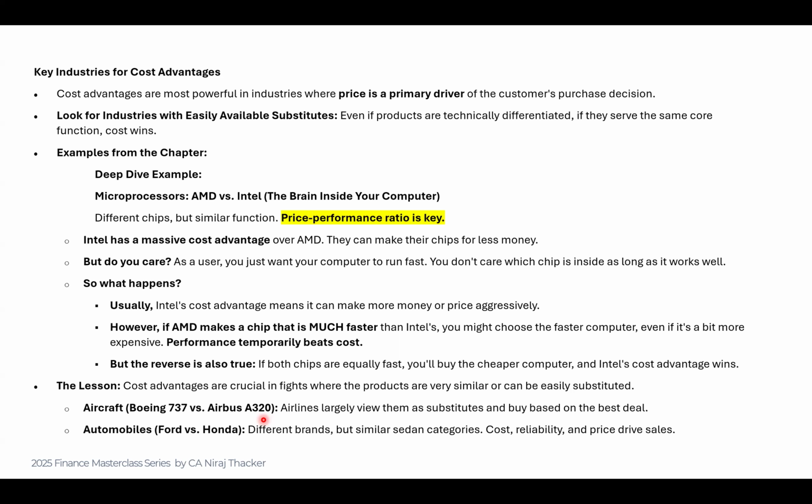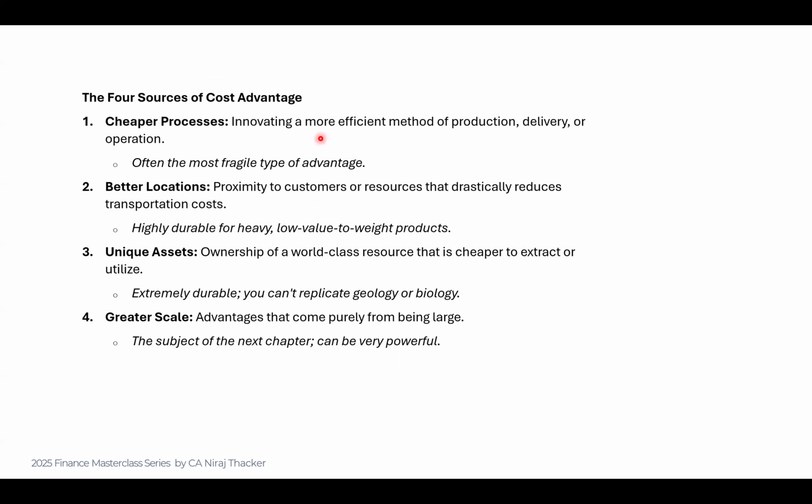Then whoever you are buying a larger number of aircraft from, and whoever is giving you lower cost, you will go with that. Correct. Same thing with Ford and Honda. If everything is the same, you will choose the one with lower cost. Correct. Mostly. Now, what are the sources of cost advantage?